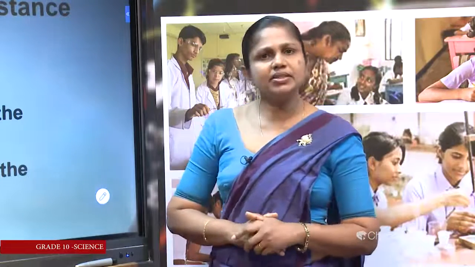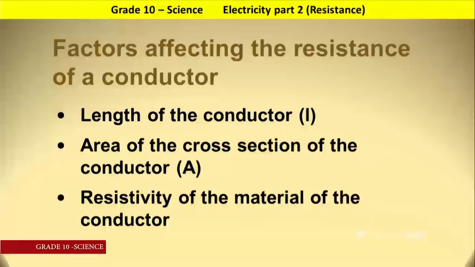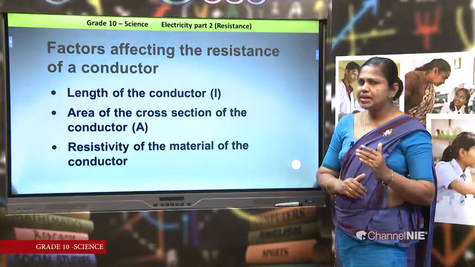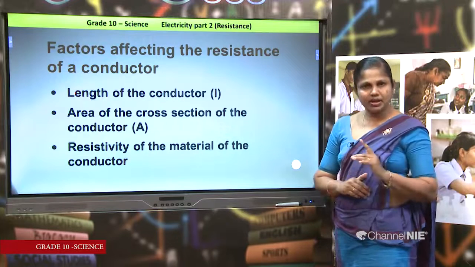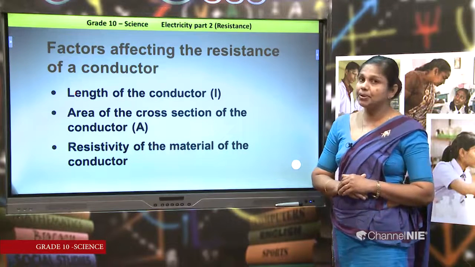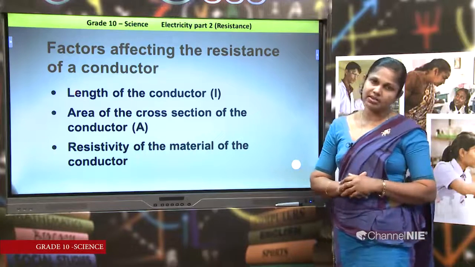See, the factors affecting the resistance of a conductor. First, length of the conductor, then area of the cross section of the conductor, then resistivity of the material of the conductor. Resistivity, children, is a particular factor that depends on the material composition of the conductor.